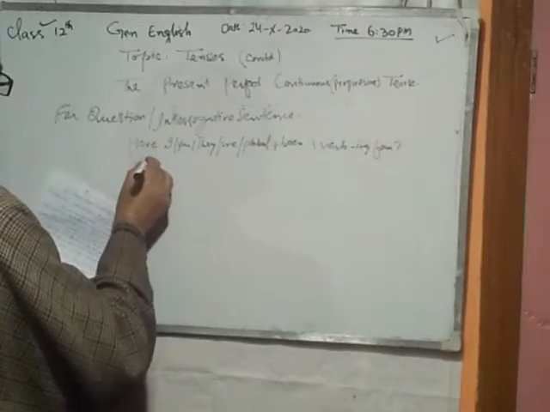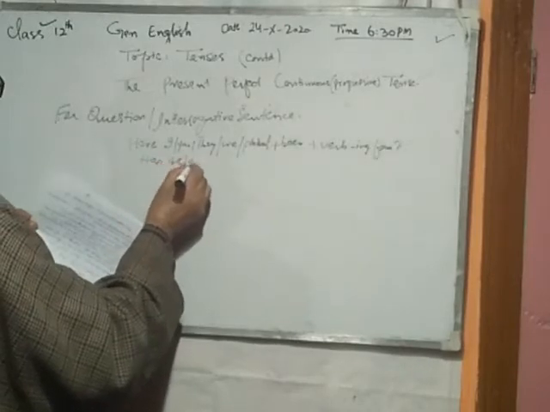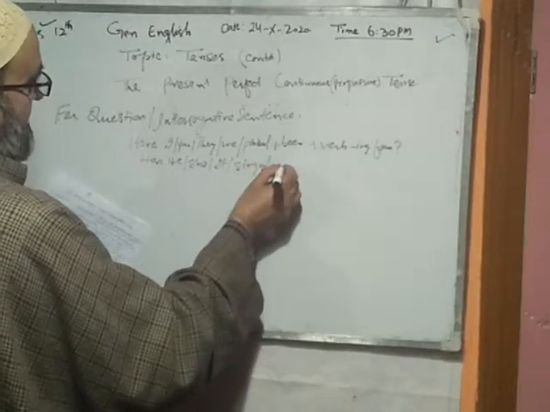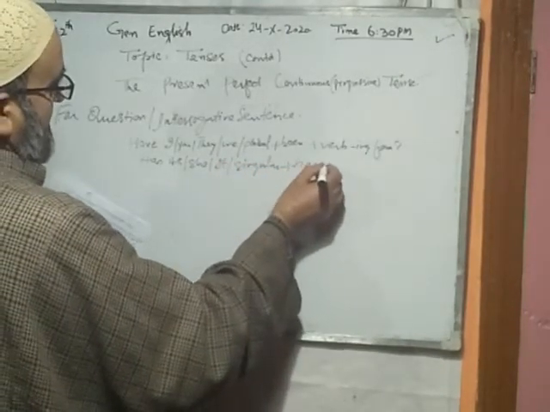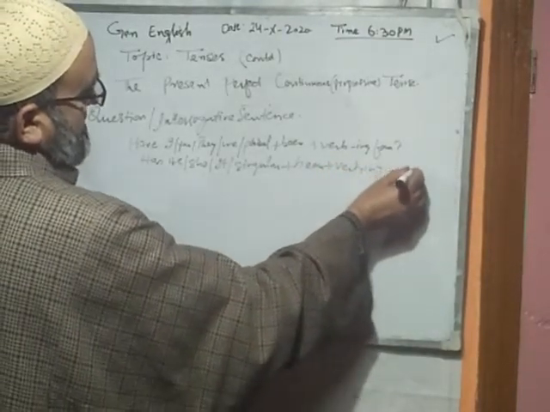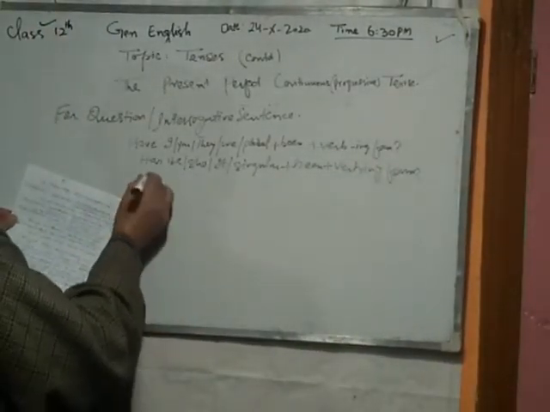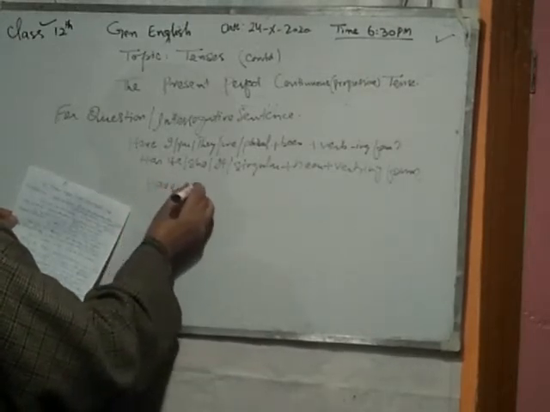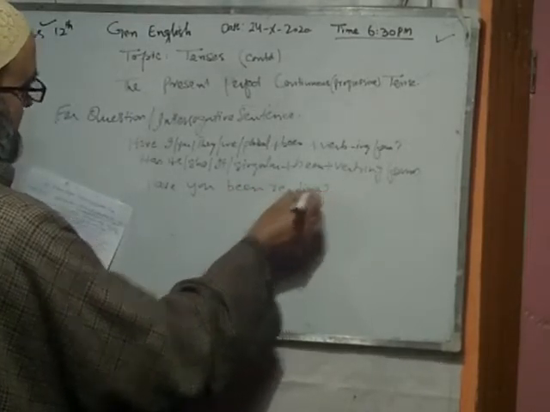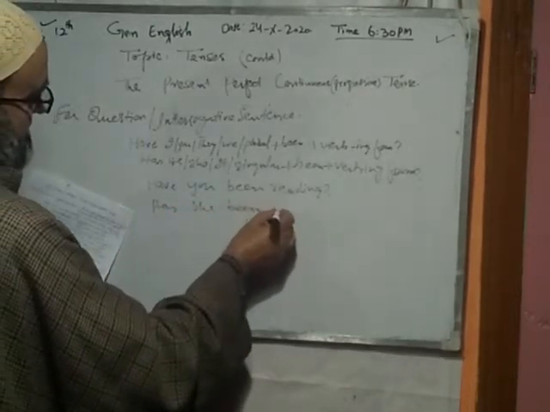Likewise, for he, she, or third person singular, what do you have to do? Bring has forward, then he, she, it, or the singular subject, then been, plus verb in the ing form. For example, have you been reading? Has she been reading?